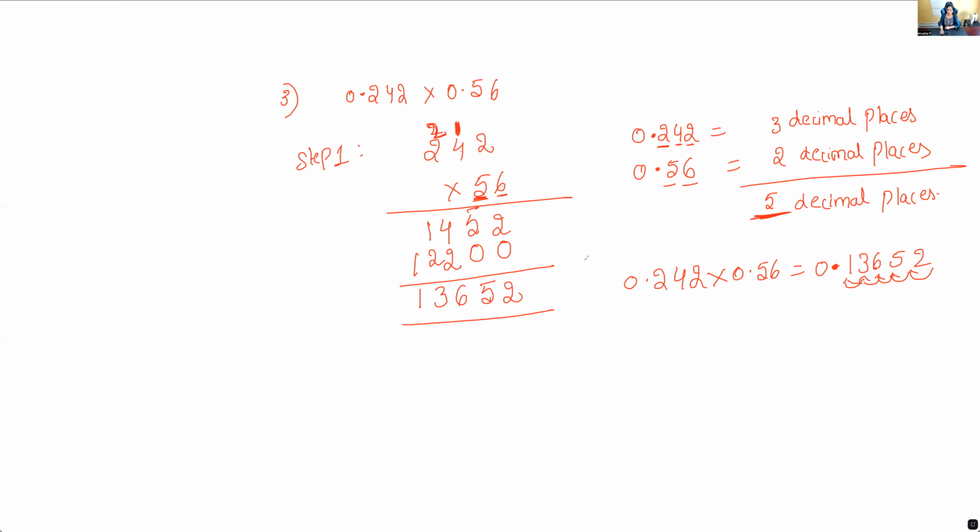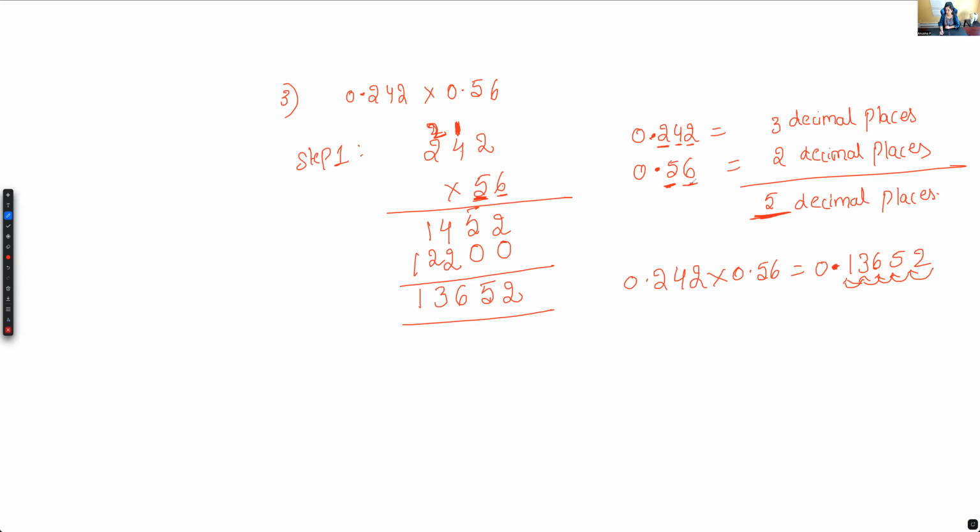So how will we do 0.242 times 0.56? First, we will take the number 242 and multiply by 56. I did the regular multiplication, and then in 0.242 we have 3 decimal places, and in 0.56 we have 2 decimal places. Decimal places is nothing but how many digits you have after the decimal point.